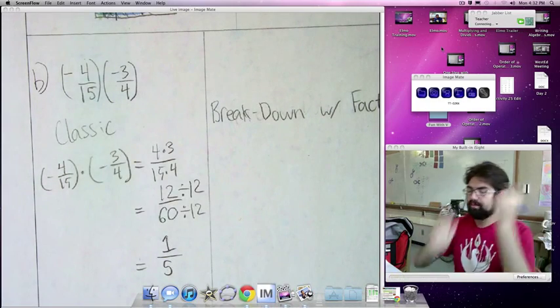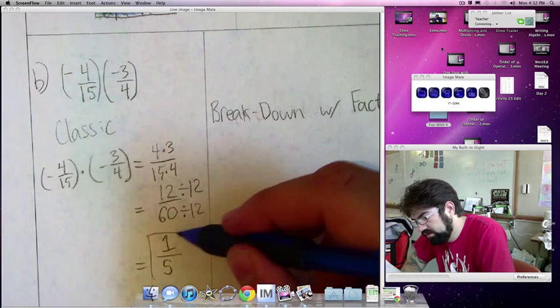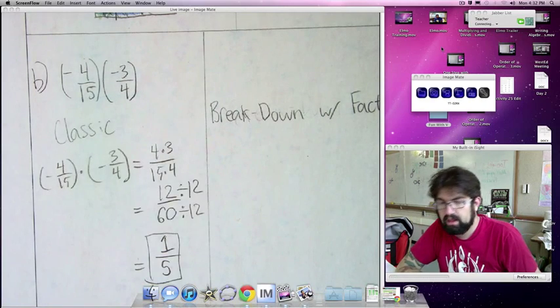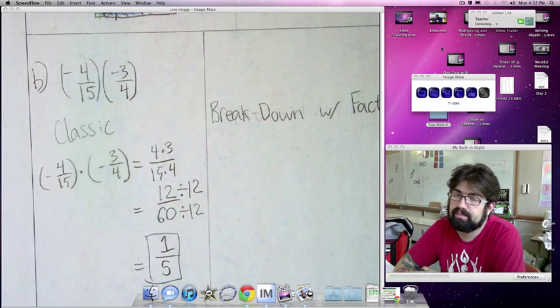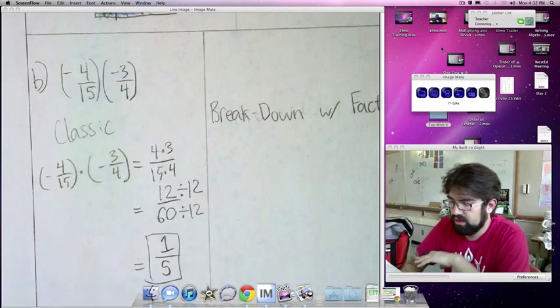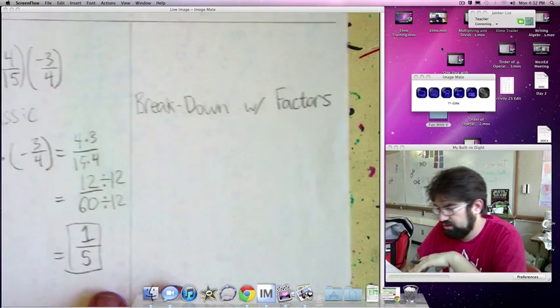So there's my answer, 1/5. Well, that's great and everything, but I had to simplify at the very end. And with really big denominators, that can become kind of tricky. Here's another method, and this is breaking down factors.